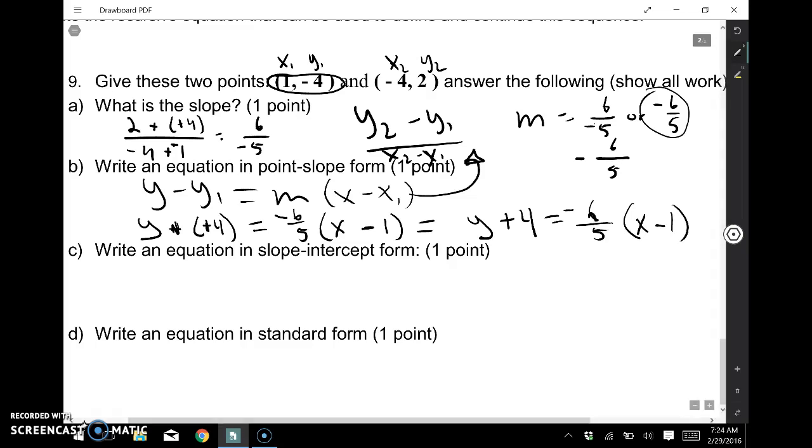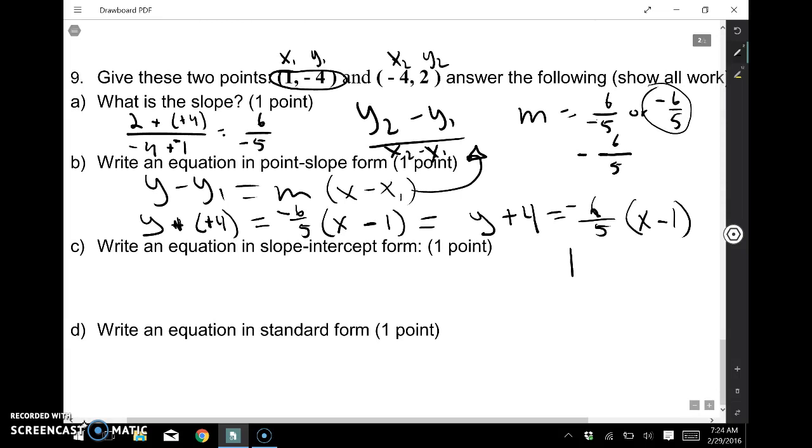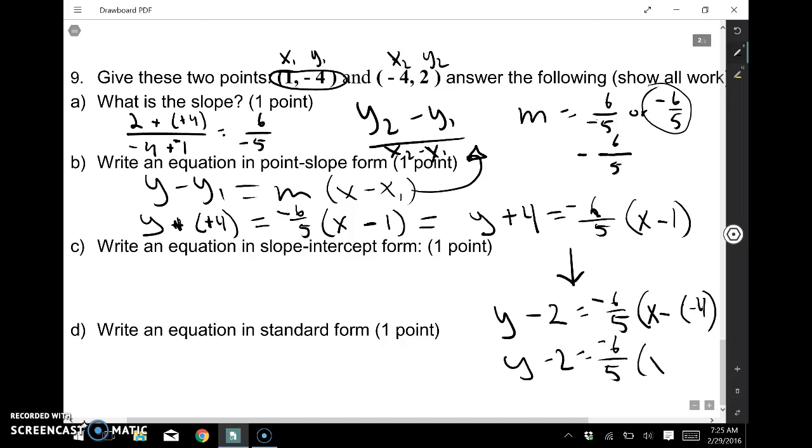Okay, I'm going to go ahead and do the other one, so I'll just do this one right here. Y minus 2 is equal to -6/5 times x minus -4, which becomes y minus 2 is equal to -6/5 x plus 4. This is the second point. I'm using the -4. I'm using this point right here. Okay, so either one of those would work. Point slope form is a little bit more efficient than slope intercept form just because it's quicker. You don't need to find the y-intercept.